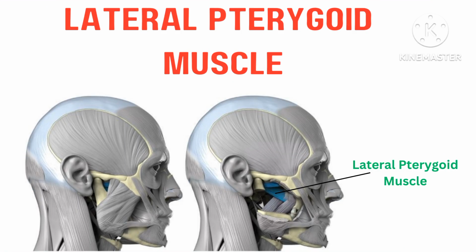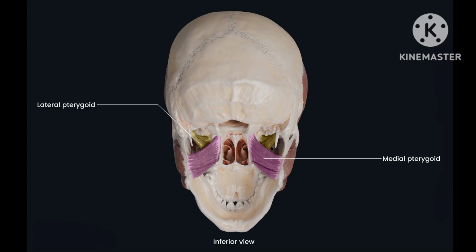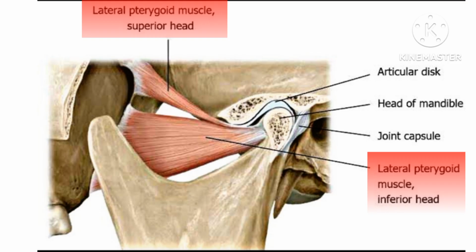The lateral pterygoid is a thick and short triangular-shaped muscle located in the infratemporal fossa of the skull. It is classified as one of the primary muscles of mastication. Here is the inferior view of the lateral pterygoid muscle. The lateral pterygoid muscle is composed of two heads, superior and inferior. The superior head is smaller and originates from the sphenoid bone. The inferior head is larger and originates from the lateral pterygoid plate.